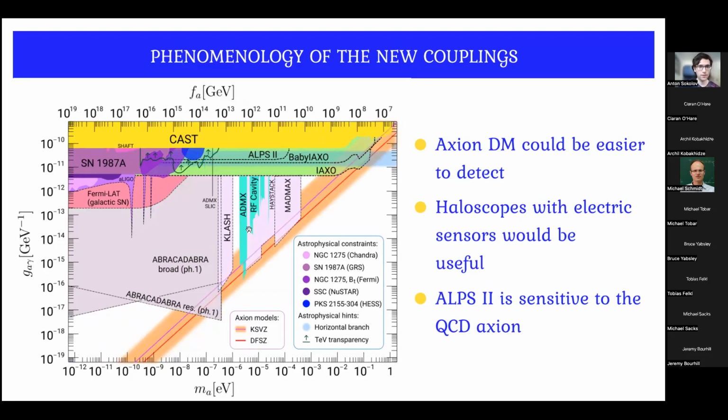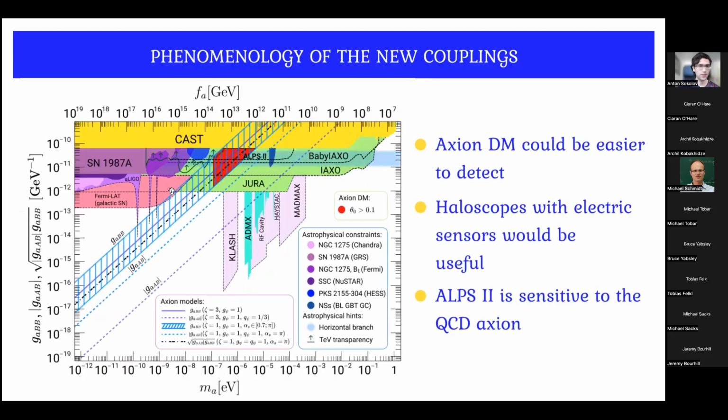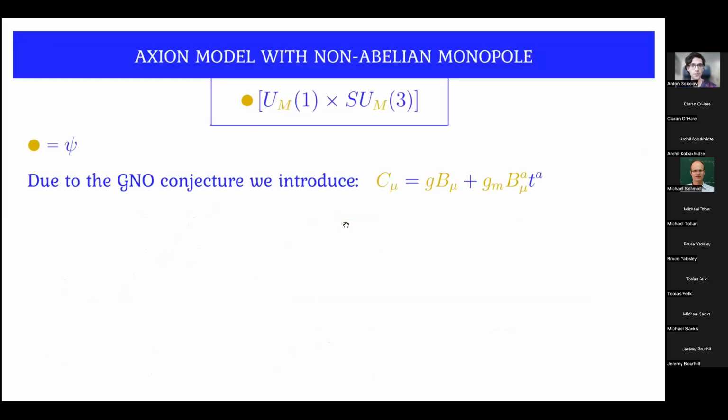So if we now perform experiments which will be sensitive to the electric fields, say the cavity axion-induced electric fields, then we can probe these new couplings. Here in red, I also show the region which corresponds to axion dark matter with an initial misalignment angle which is not too small. So this region is also favored from the dark matter considerations. Okay, let me skip this.